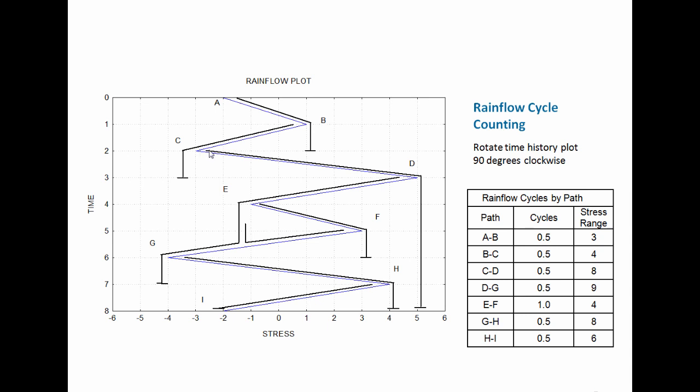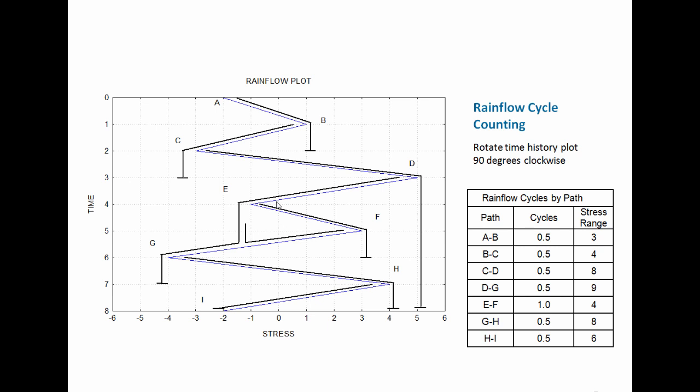Then we have C to D. So this rainflow cycle is starting and continuing downward, reaches the edge of the roof, and then just falls to the ground. So it never encounters any other rainflow. C to D is also counted as a half cycle with a stress range of 8. Then we have D to E to G, which we've already mentioned. And just for simplicity, we're just going to call it D to G. And then it falls to the ground. And D to G is also a half cycle, and it has a range of 9 stress units.